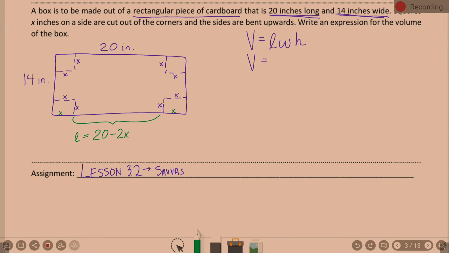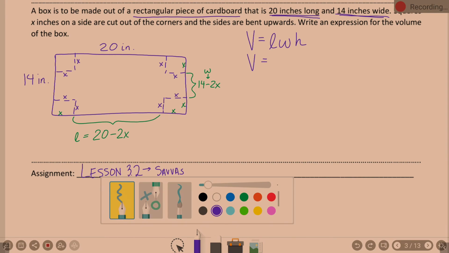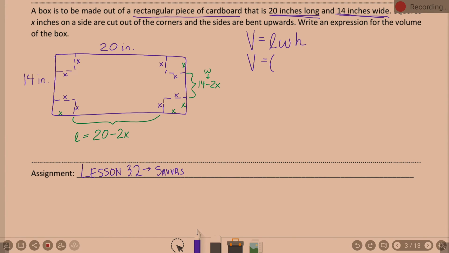What about my width? 14 minus 2X. Are you seeing it? The width of the rectangle was 14, but if I take off the 2 x's, 14 minus 2x, that is my width. So you put it in parentheses. What about the height? The length is 20 minus 2x. The width is 14 minus 2x. And then we need a height.